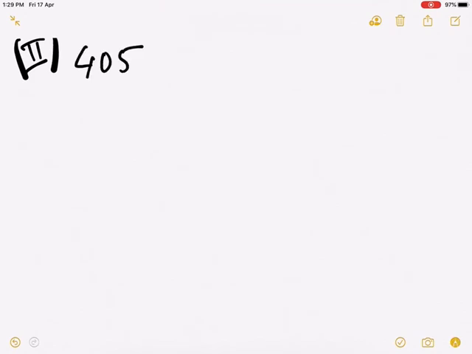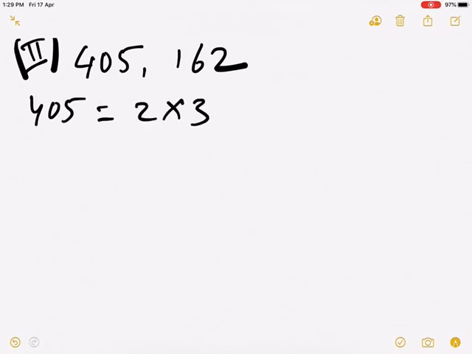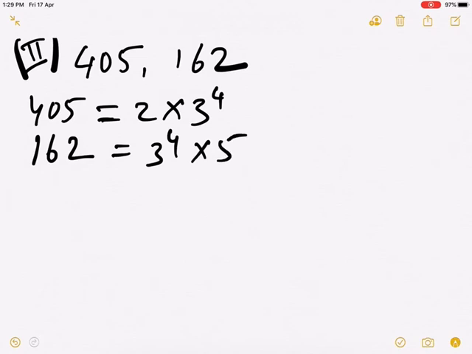405 and 162. So if we prime factorize 405, we will get 2 into 3 to the power 4. That means 3 will come 4 times and 2 will come only once. And if we prime factorize 162, we will get 3 to the power 4 into 5. Now as I had told you, whichever number is common, here 3 to the power 4 is common. 3 is coming 4 times in both the numbers.